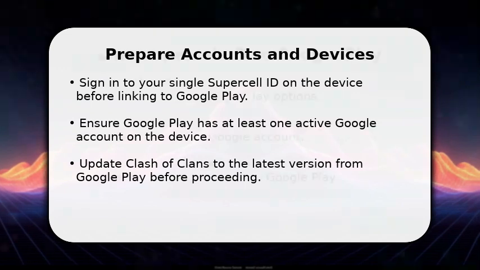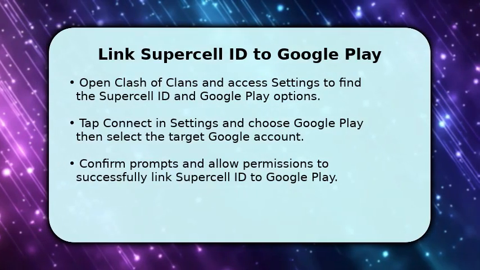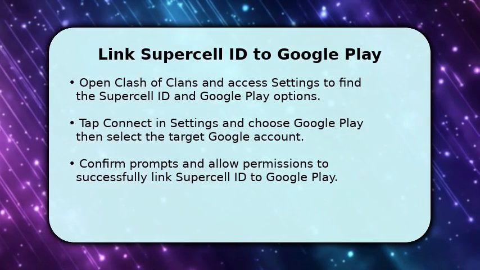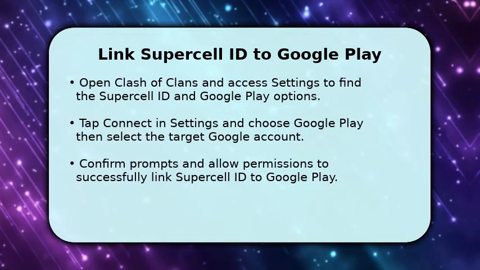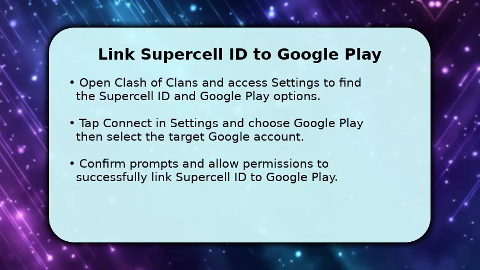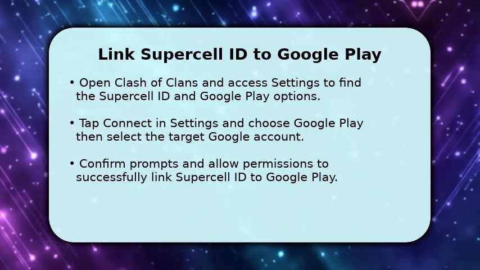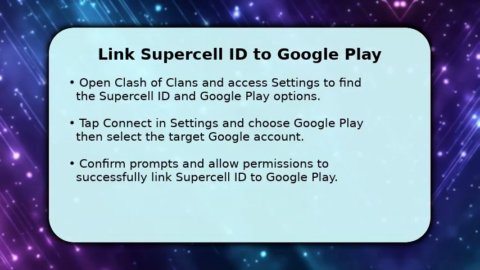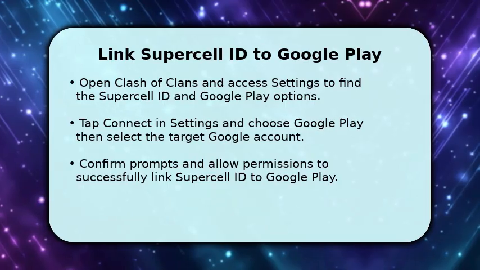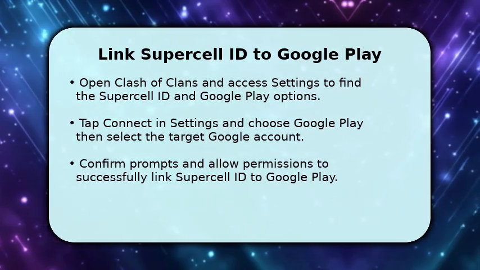Open Clash of Clans and go directly to the Settings menu to start linking. In Settings, tap Supercell ID and then choose Connect to Google Play. When prompted, select the specific Google account you want to use for this village. Confirm each permission and accept the prompts to allow exchange between Supercell ID and Google Play. Wait for the confirmation message that the two accounts are linked.